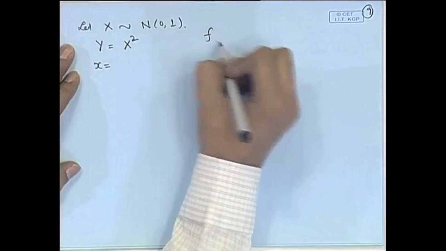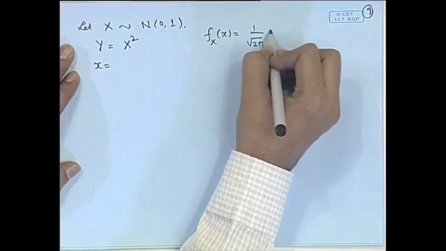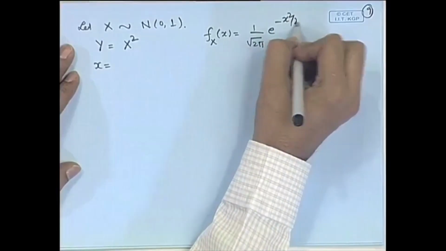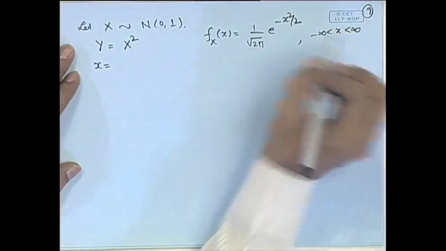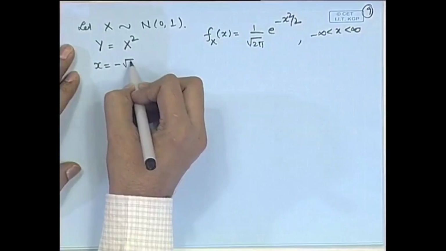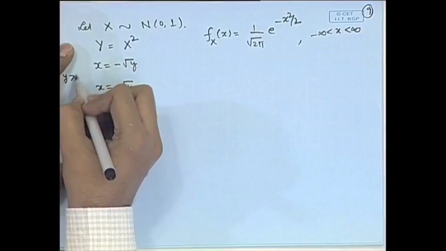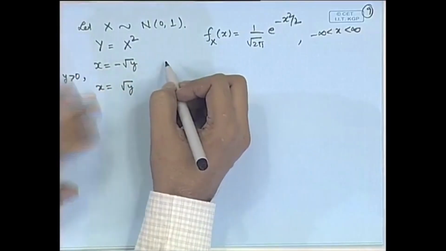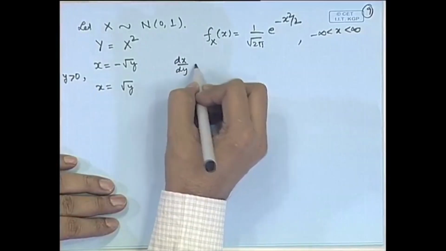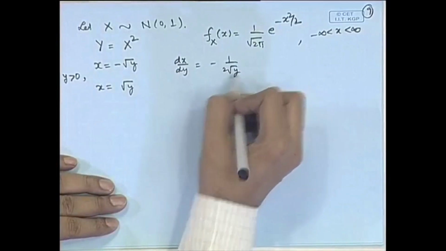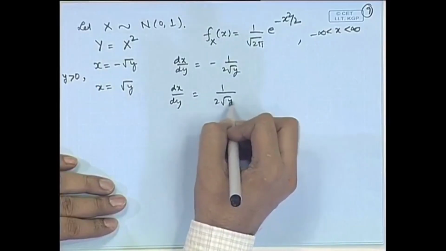The density of x is given to be 1 by root 2 pi e to the power minus x square by 2, where x lies between minus infinity to infinity. x is equal to minus root y and x is equal to plus root y are two inverse images for any y positive. So, if we look at dx by dy term, that is minus 1 by 2 root y or plus 1 by 2 root y.